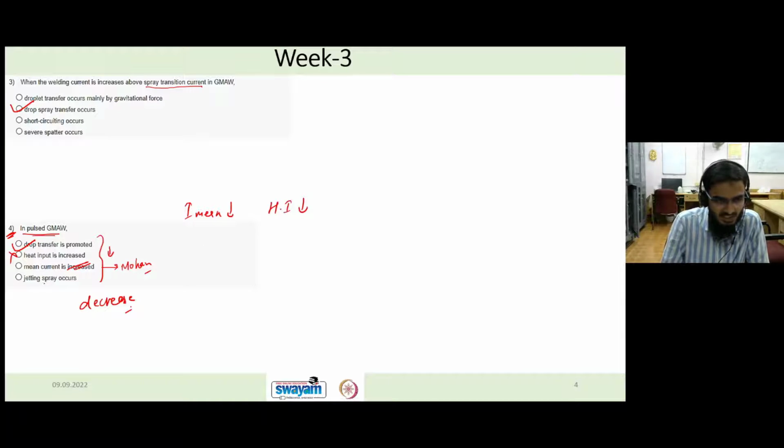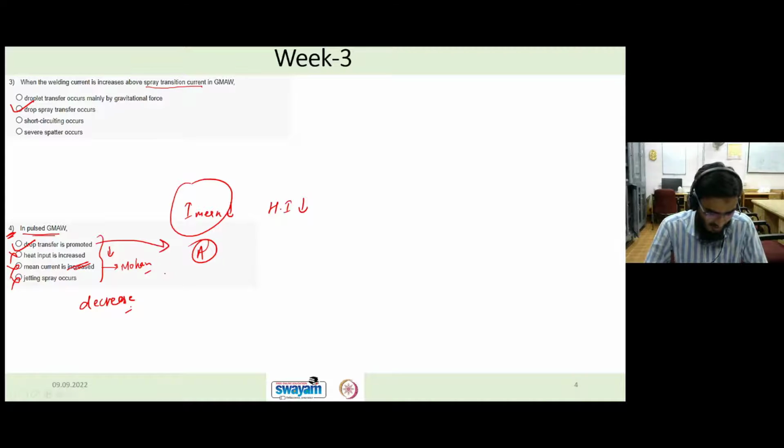And then jetting spray occurs. Since the mean current itself is lower, there is no chance of jetting spray. Normal spray will be happening. So all these options are wrong. Only option A, which is saying drop transfer is promoted, is true. I hope it is clear, Mohan. Yes, sir. Now we'll move to the next question.